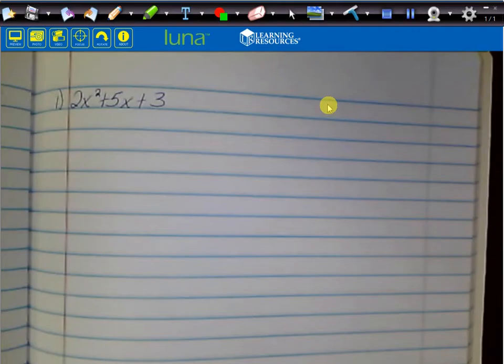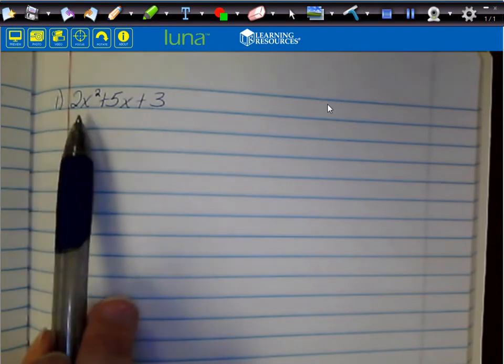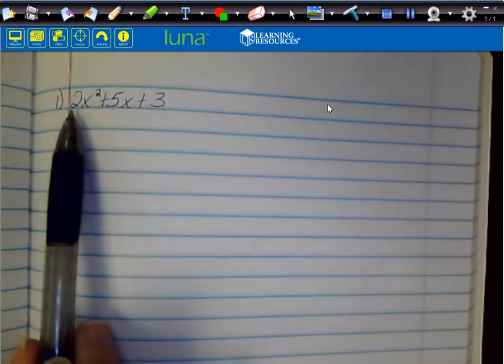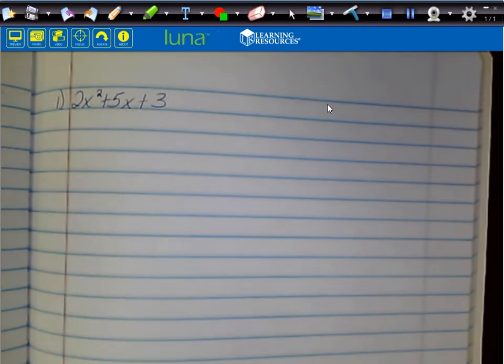Alright, here's your first problem. Go ahead and write it down. It's 2x squared plus 5x plus 3. Again, we looked at polynomials with 4 terms yesterday and we factored by grouping. Today it's 3 terms. But we're going to take these 3 terms and break them into 4 terms, and it's going to look exactly like what we did yesterday.